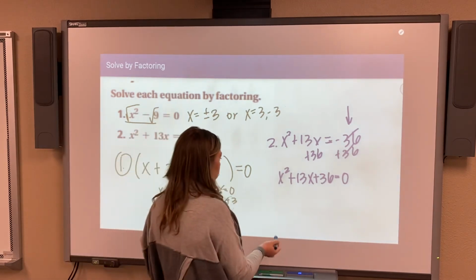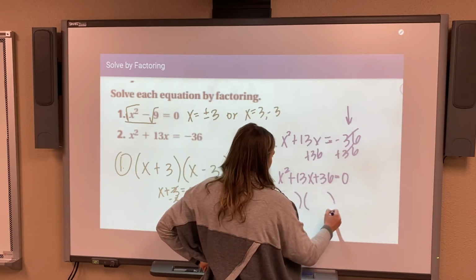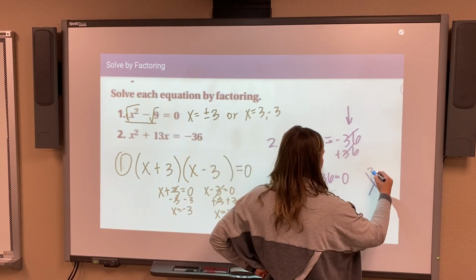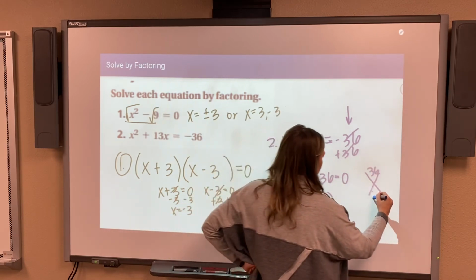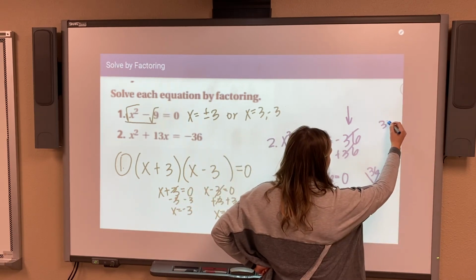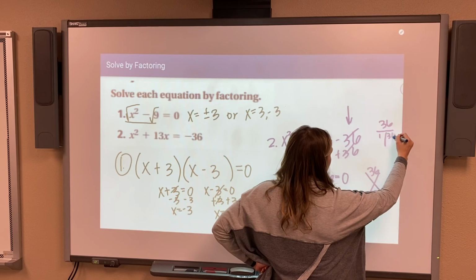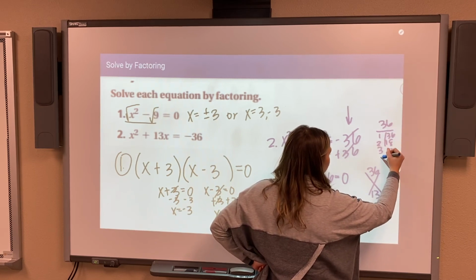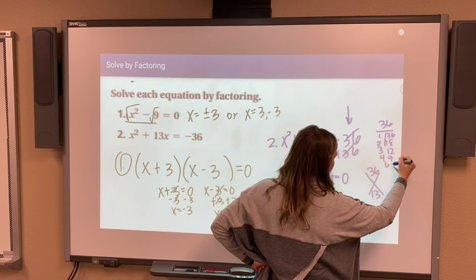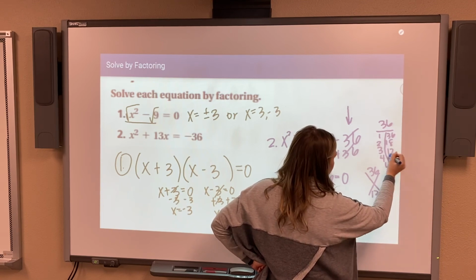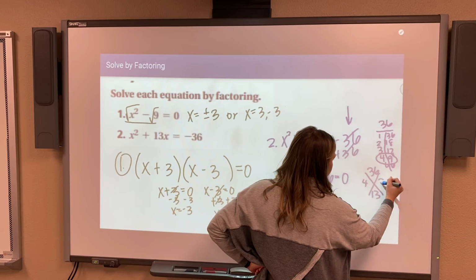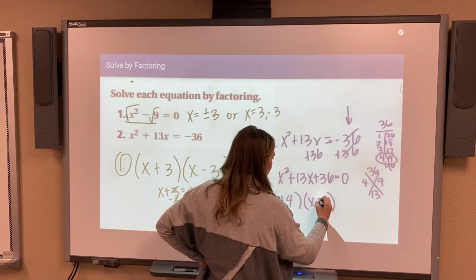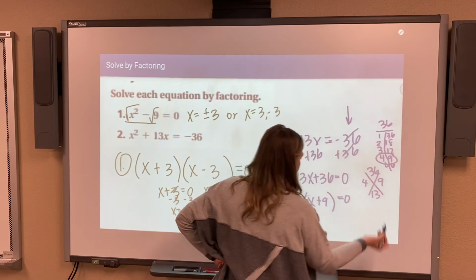Okay, so now we factor. We have our x and x to get x squared. So we have to figure out what multiplies to get 36 but adds to get 13. For 36 we have 1 and 36, 2 and 18, 3 and 12, 4 and 9, 6 and 6. So 4 and 9 gives us 13. They're both positive, so that's kind of easy. Plus 4, plus 9 equals 0.